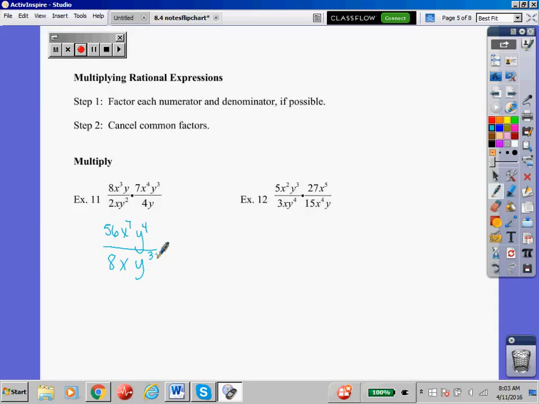Now we're going to reduce it if possible. That's canceling common factors. Well, 56 over 8 is 7. What's x to the 7 over x to the 1st? X to the 6th. And y to the 4th over y cubed? Y. All right, you guys try example 12. Multiply it together first, then reduce.